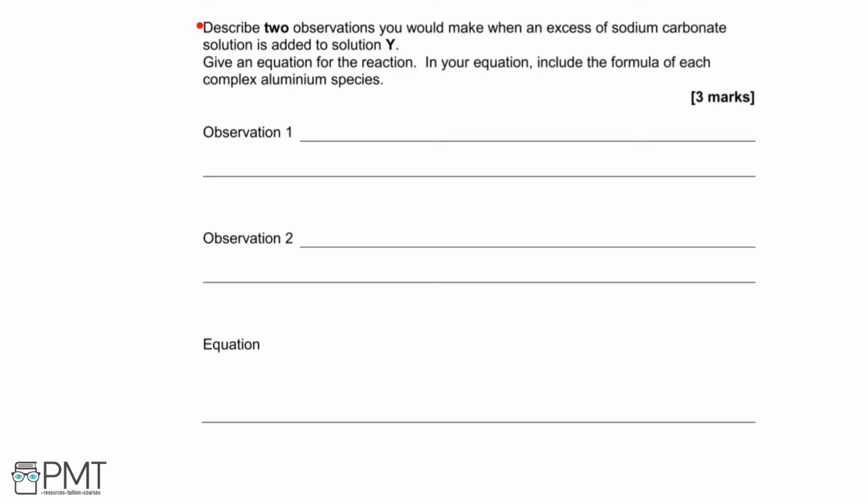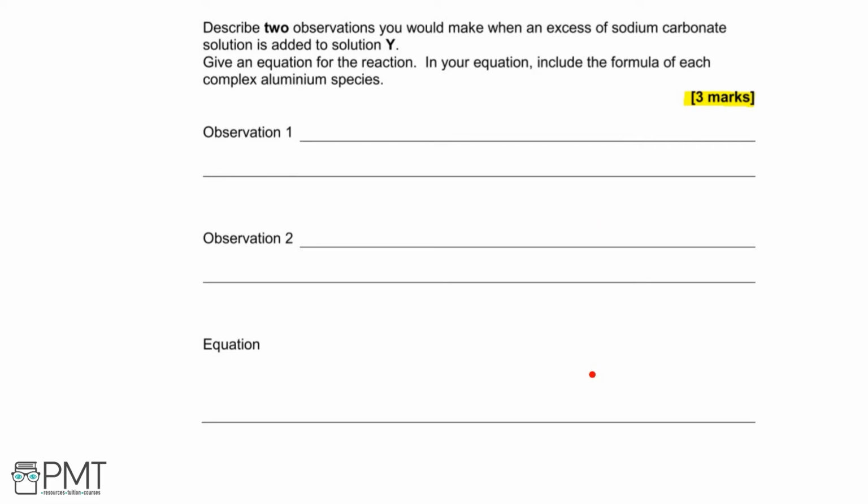Describe 2 observations you would make when an excess of sodium carbonate solution is added to solution Y. Give an equation for the reaction. In your equation, include the formula of each complex aluminium species. This question is worth 3 marks. Those 3 marks are going to be split 1 mark for each observation and then 1 mark for the equation.